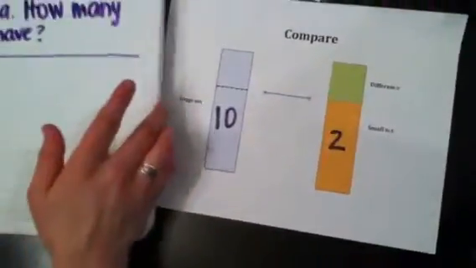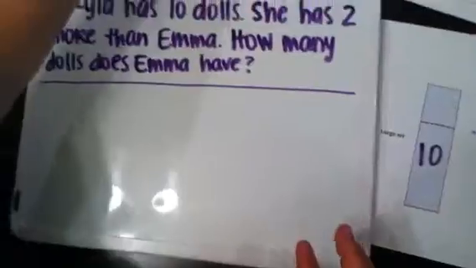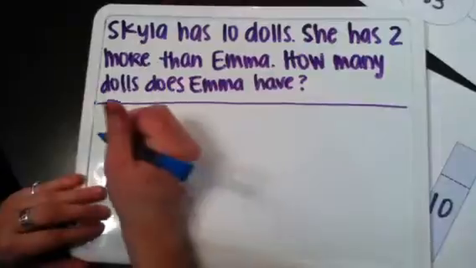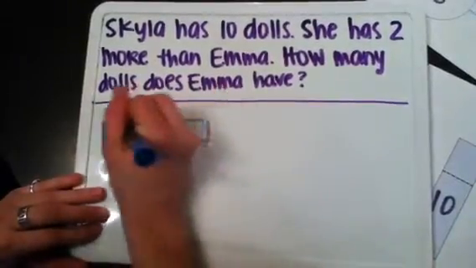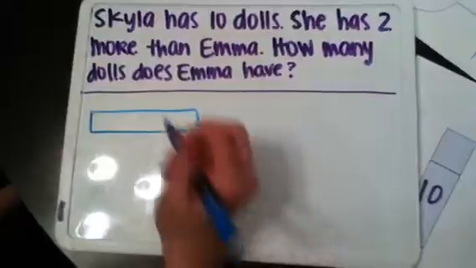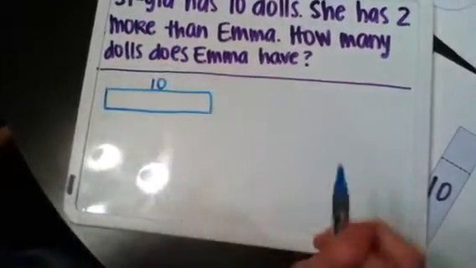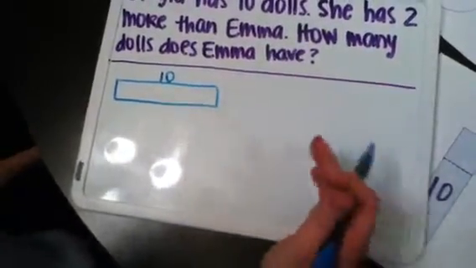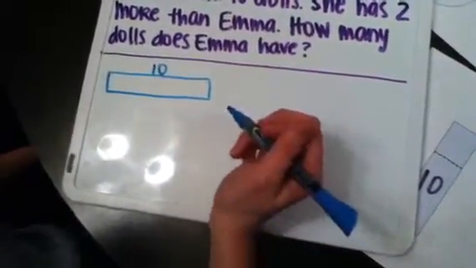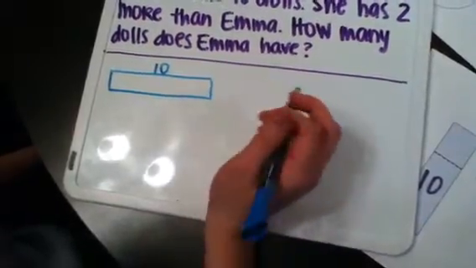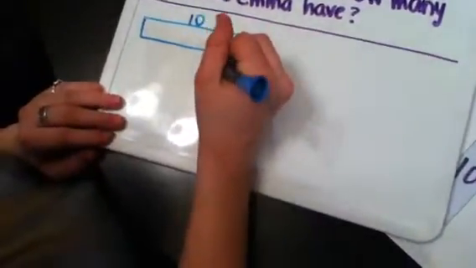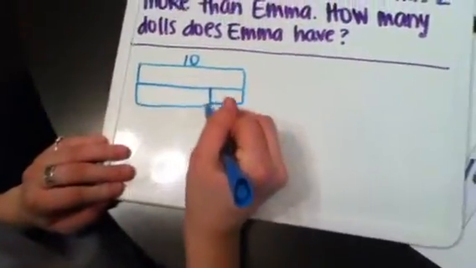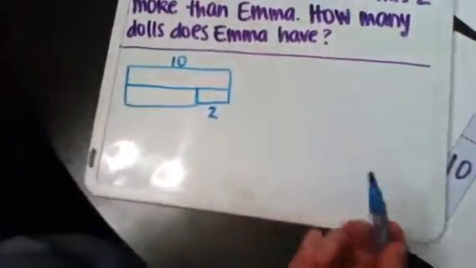So now we're going to go back to our strip diagram, and we're going to look at it this way. So this is representing the dolls that Skyla has, which is 10. We need to see how many Emma has. So we know that Skyla has 2 more dolls than Emma has. So we're going to put 2 right here. And we need to figure out this number. How many does Emma have?